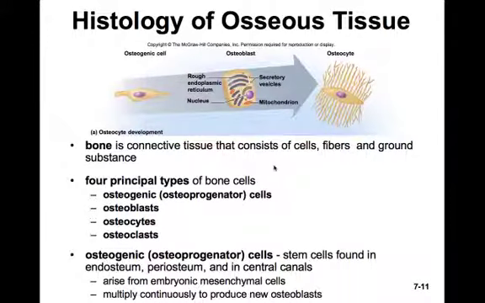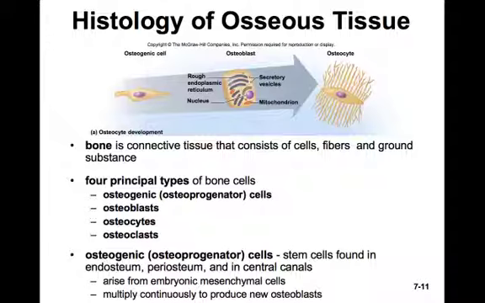So now let's take a look into the histology of osseous tissues. Like any other connective tissue, bone consists of cells, fibers, and ground substance. There are four principal types of cells in bones. There are osteogenic cells or osteoprogenitor cells, osteoblasts, osteocytes, and osteoclasts. Now, these roots are going to come up over and over.